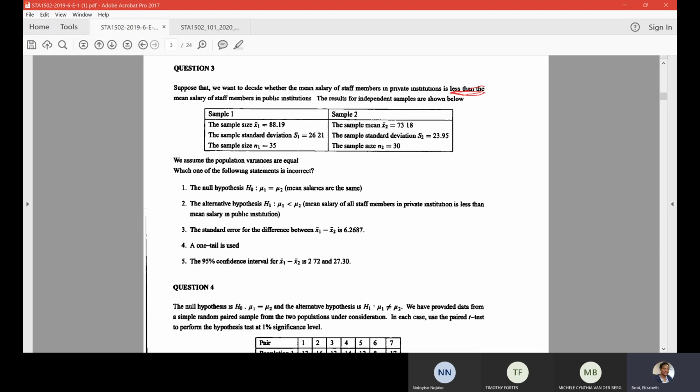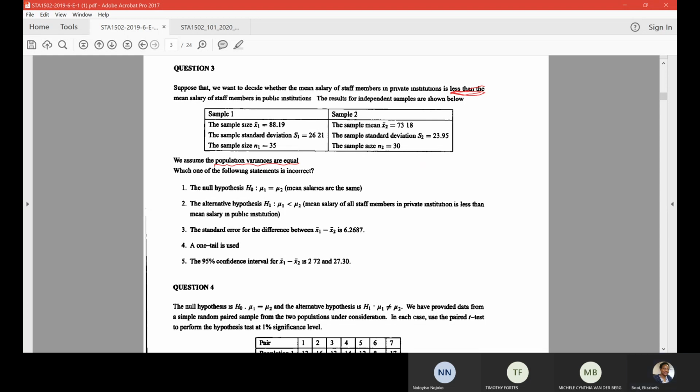And here they give us the sample size, the sample standard deviation. They give us the sample mean of 88, the sample standard deviation of 26, and the sample size of 35 for sample 1, and they also give us the statistics for sample 2. That the population variances are equal. Which one of the following statements is incorrect?